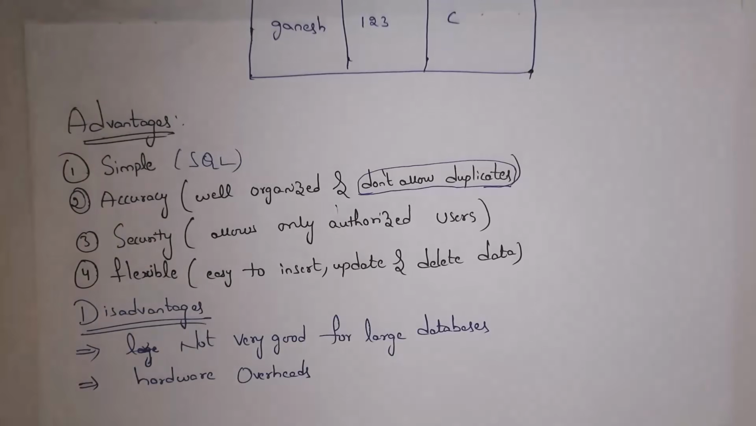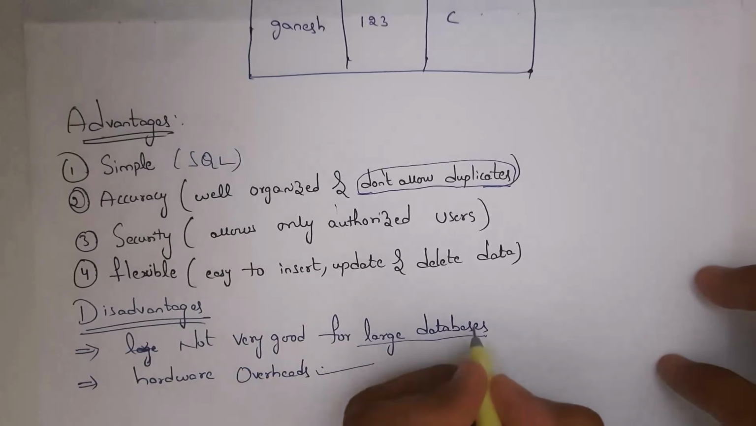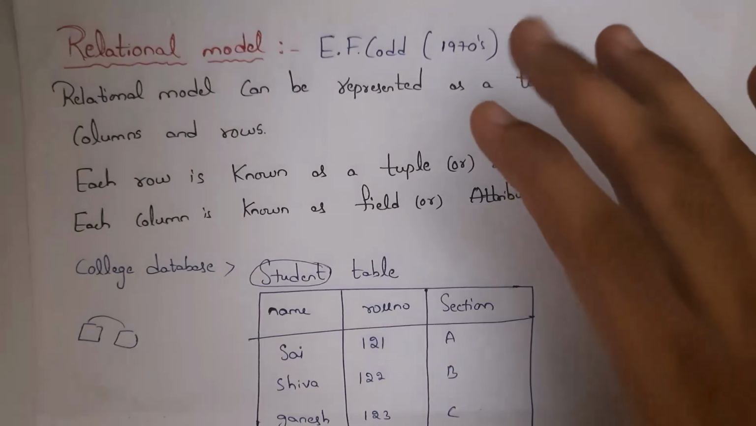And next I will explain disadvantages of relational model. In order to use relational database, you need high hardware support like you need high-end RAM, processor, hard disk, etc. Otherwise it will cause hardware problems. And this relational model is not suitable for large databases. These are disadvantages of relational model. Guys, in exam you may get separate question like explain relational model or explain relational database. Whenever these questions come in exam, you can write this answer.